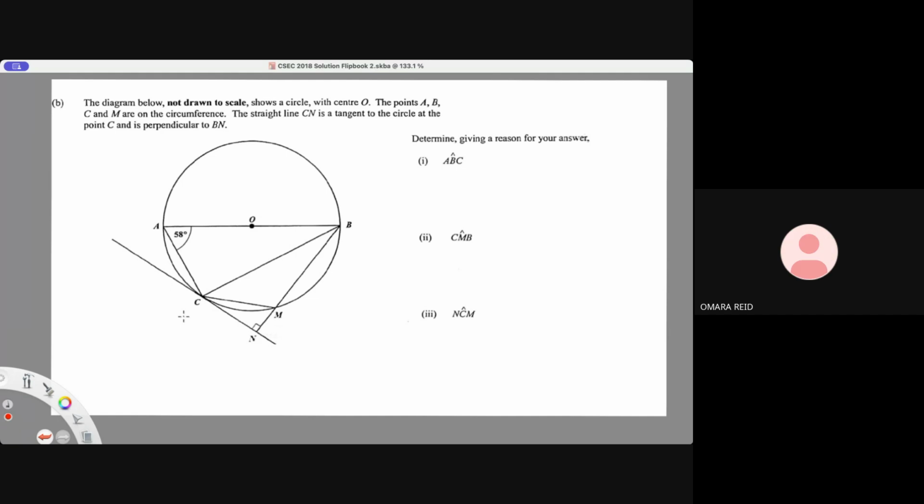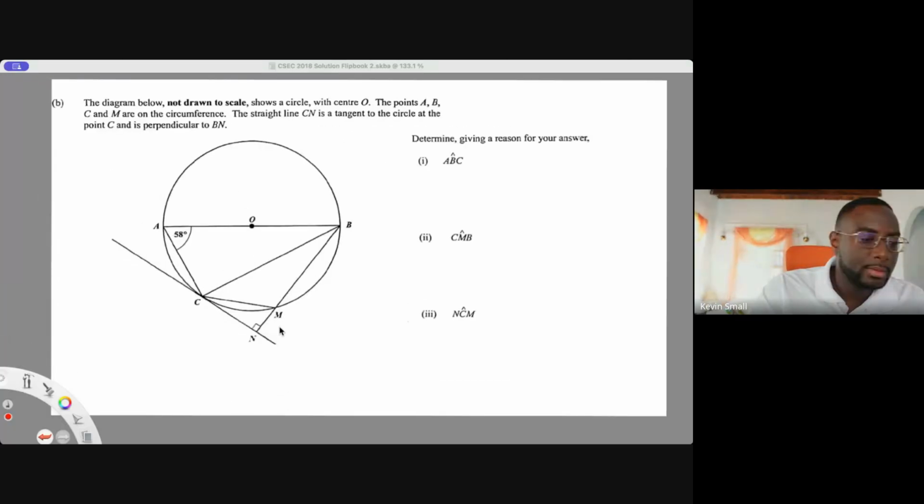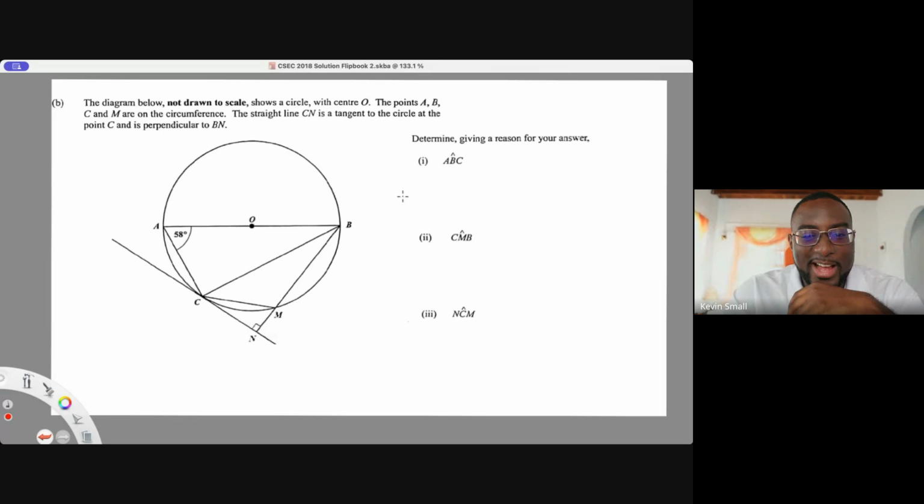Something about a semicircle equals 90 degrees. The angle formed within a semicircle. At least you remember part of the rule. The angle within a semicircle is equal to 90 degrees. So that means this angle here is 90 degrees.